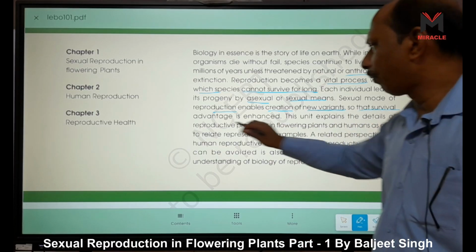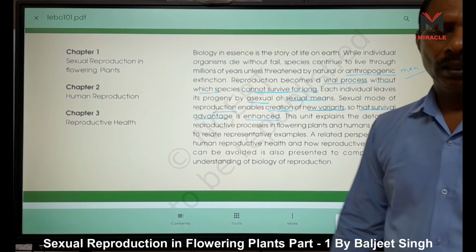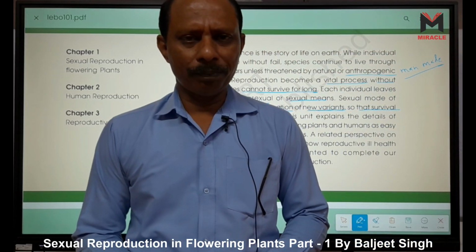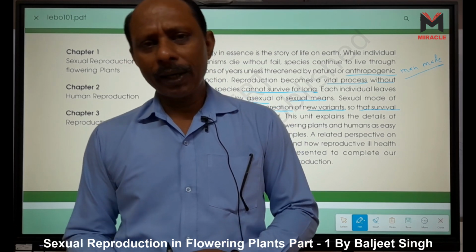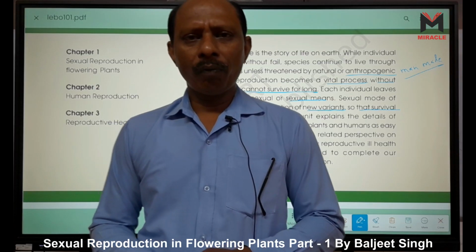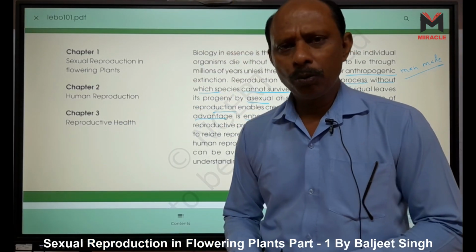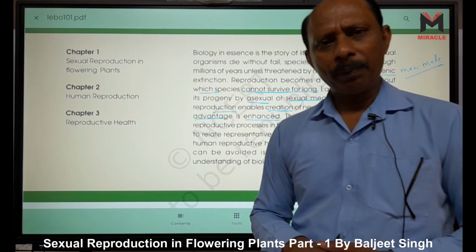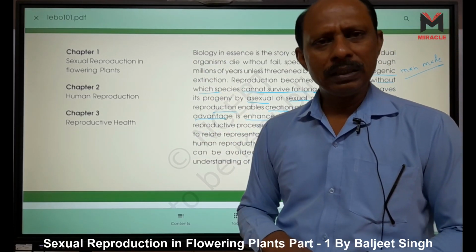So survival advantage is enhanced. Variation means we can also say there is an adaptation. It may be useful or harmful, both types, right? But what happens if it is useful? Useful means it is adaptable according to our environment. Then these organisms can survive easily, right?